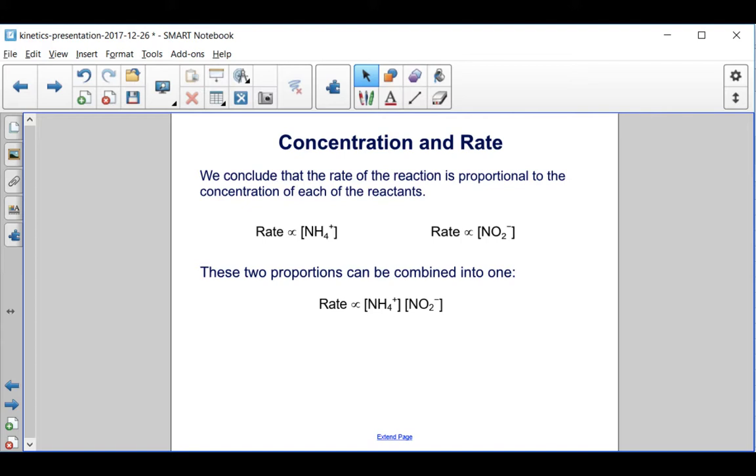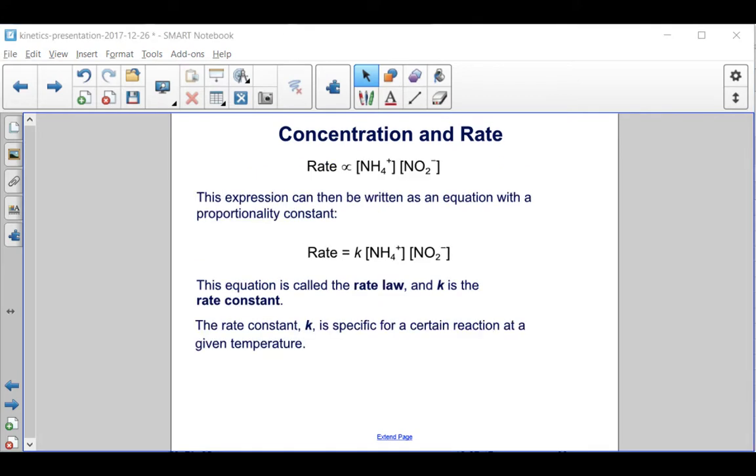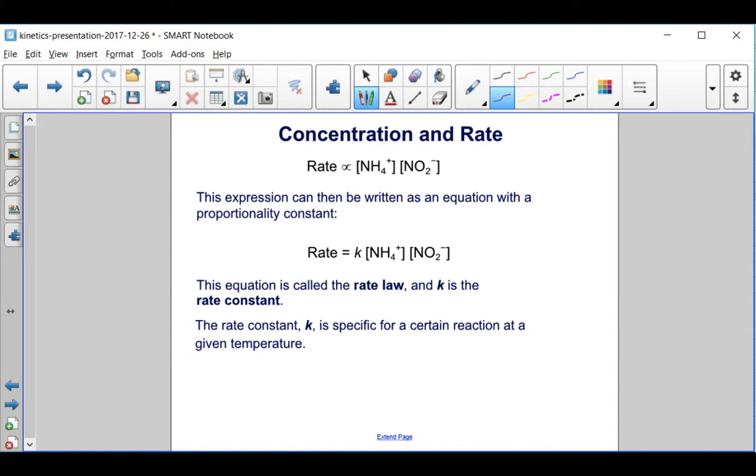Based on that data, we can conclude that the rate of the reaction is proportional to the concentration of each of the reactants. So the rate is directly proportional to the concentration of both ammonium and nitrite. And we can combine those two proportions into one to say that the rate is proportional to the concentration of ammonium times the concentration of the nitrite ion. In order to write a proportionality expression as an equation, all you need is some proportionality constant. So here I've just turned this proportion into an equation by adding the constant that you see here, K.